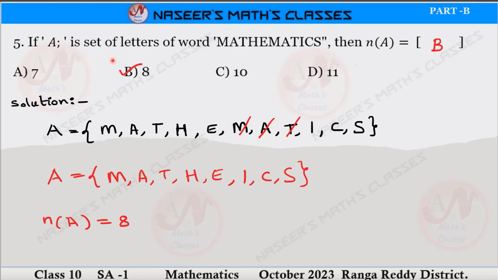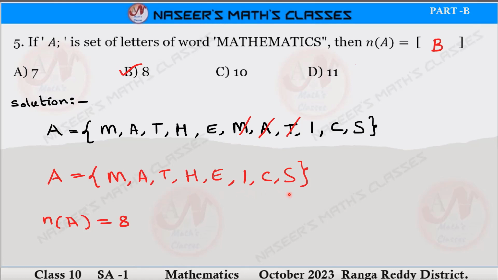Letters of the word mathematics, the n of A is equal to. So if we write the set of elements of mathematics as set A, then we can write M, A, T, H, E, M, A, T, I, C, S. Here the three elements M, A, T are repeated, so we write only one. So the resulting set is M, A, T, H, E, I, C, S.